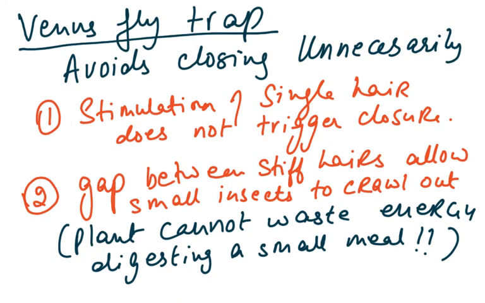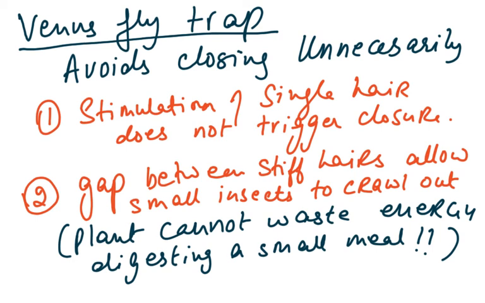Now the Venus flytrap is a very sensible carnivorous plant. It avoids closing unnecessarily. Number one, stimulation of a single hair does not trigger a closure. Like for instance, wind blows a piece of a leaf from another tree, and one of the hairs is stimulated. That is not going to result in the closure, or if there are raindrops falling, that is not going to result in the closure of the Venus flytrap. So stimulation of a single hair does not trigger a closure.